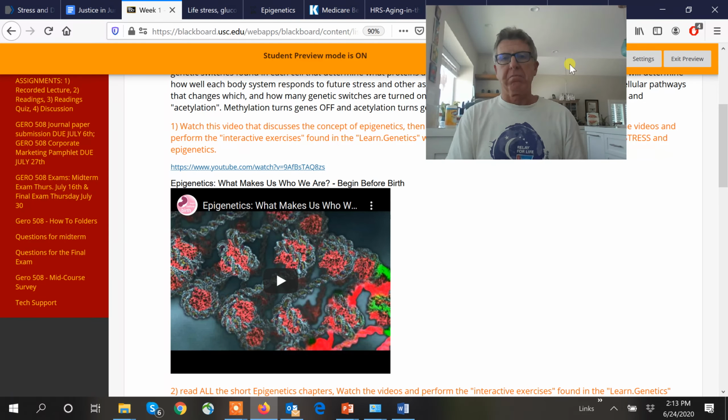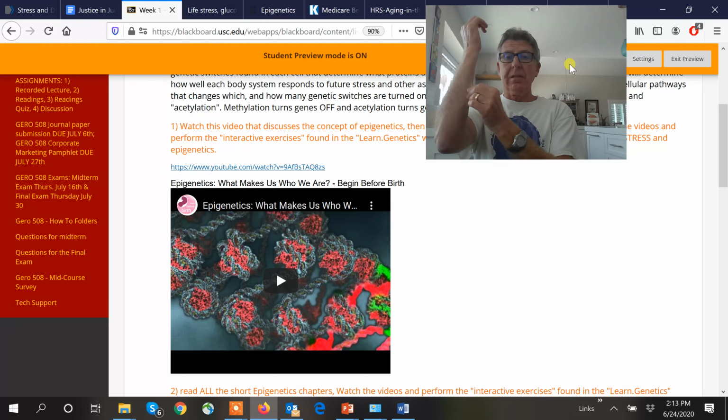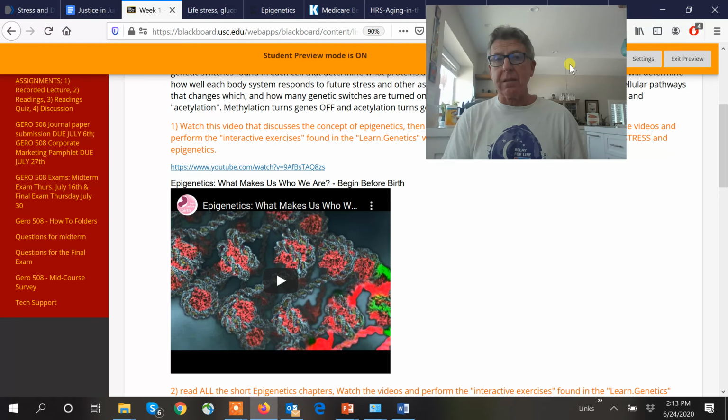Every single cell in your body has exactly the same chromosome set. Every single cell. Skin, Dr. Walsh's old man skin, brain cells, kidney cells, heart cells, lung cells, same cookbook. And yet, because of the epigenetics and the chapters you read, one becomes a skin cell, one becomes a liver cell. So that's the most extreme example.